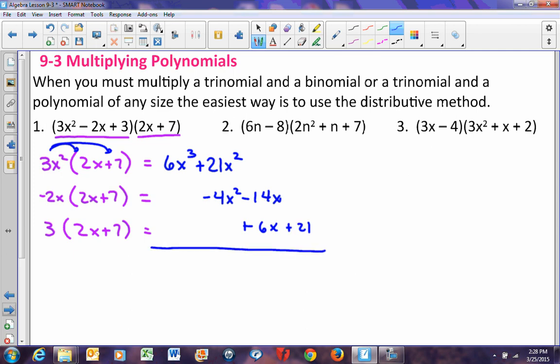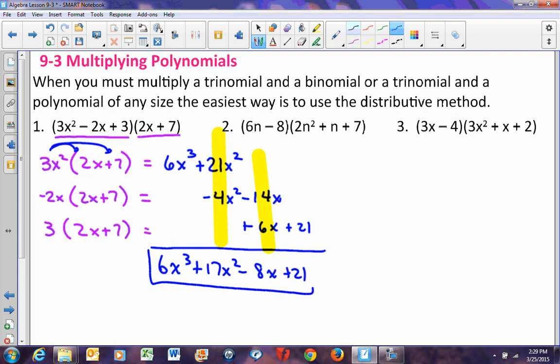And notice what I did here is by lining up my like terms, I lined up my like terms vertically. And I wrote them over each other. So now all I have to do is add down. And I'll have my answer. So I have 6x to the third. 21 minus 4 is 17x squared. Negative 14 and positive 6 is negative 8. And plus 21. Okay, simply done. They take space, as you can clearly see. I should have left more space on my board. All right, they take a lot of space to use.